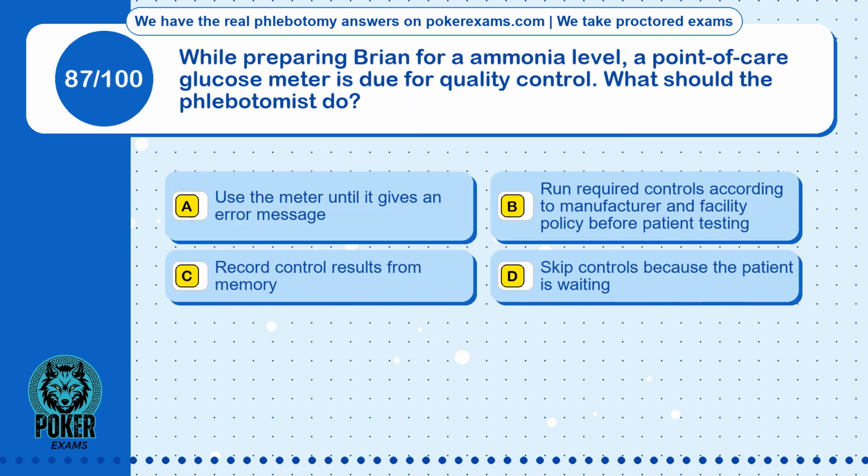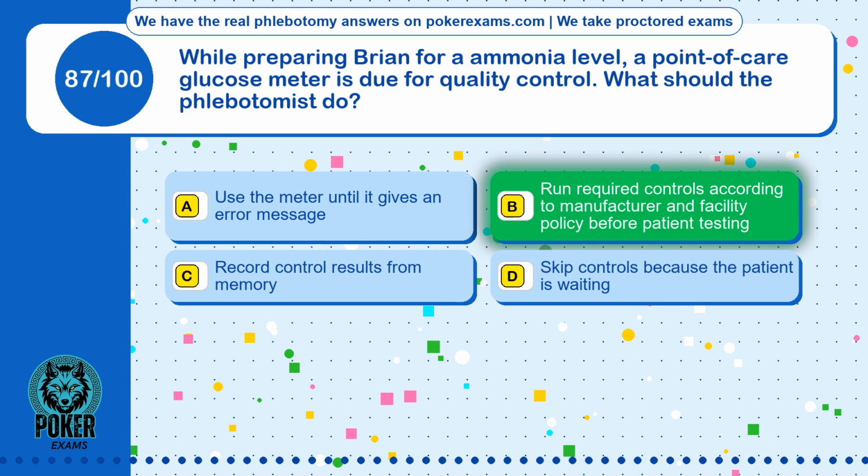Question 87. While preparing Brian for an ammonia level, a point-of-care glucose meter is due for quality control. What should the phlebotomist do? Option A. Use the meter until it gives an error message. Option B. Run required controls according to manufacturer and facility policy before patient testing. Option C. Record control results from memory. Option D. Skip controls because the patient is waiting.